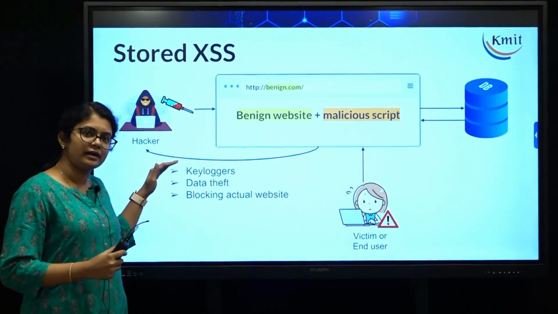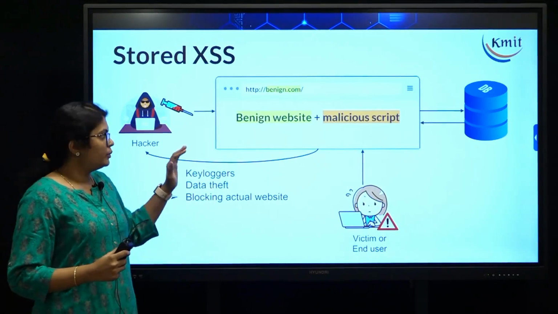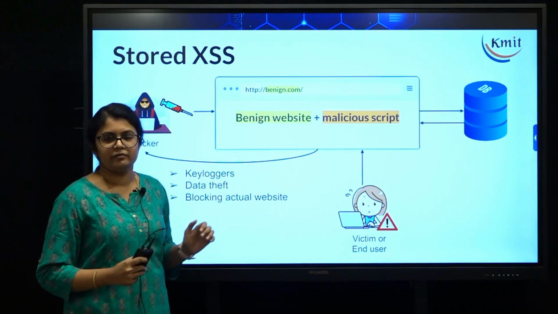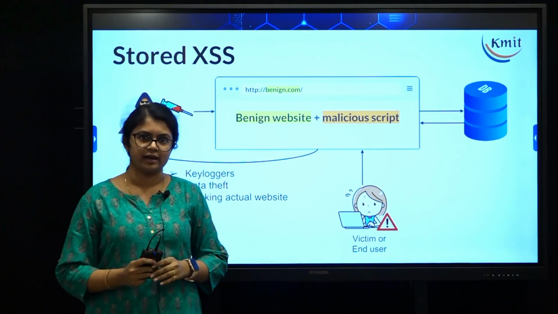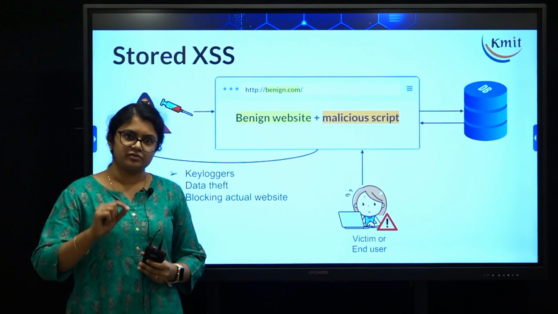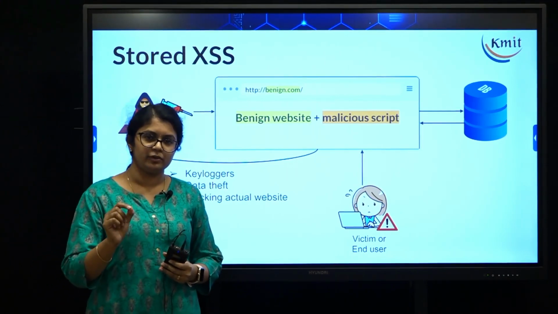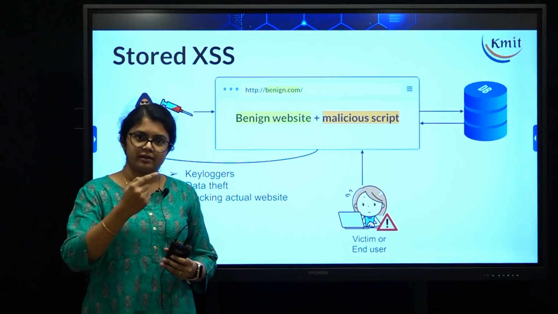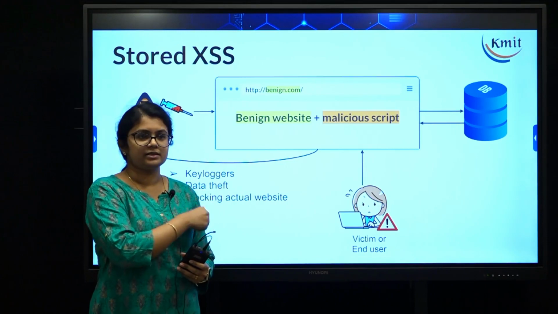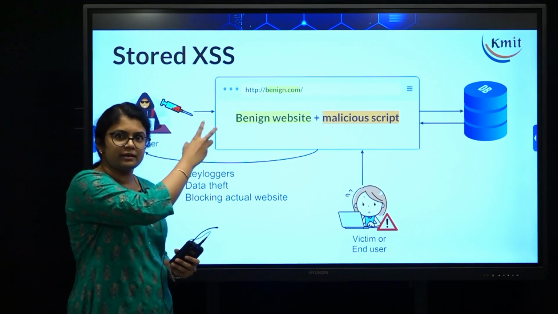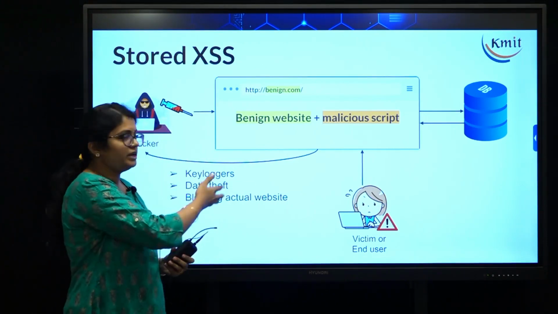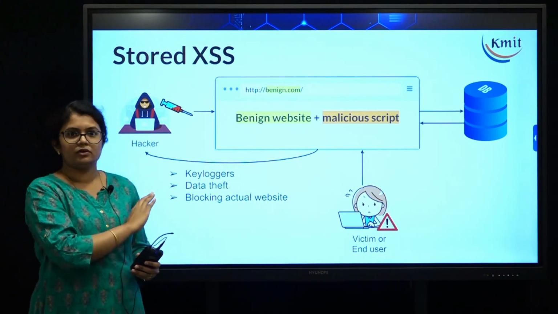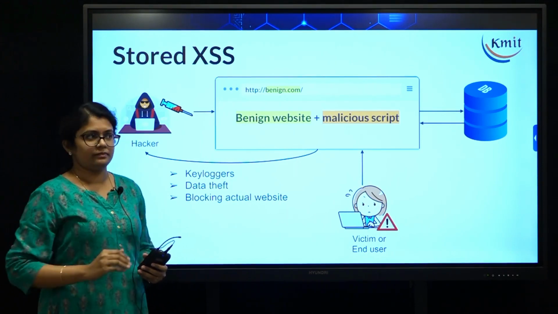So the burden of the hacker is reduced in this case, because any visitor of this website will be impacted with that malicious script. Whereas in the case of a reflected XSS attack, if the hacker is successfully able to send the handcrafted URL with malicious script, only if the user clicks on it is that malware script going to run. But in this case, since he was able to put the malicious script on the database directly, every user who is going to visit benign.com will be impacted. So the workload of the hacker is reduced.